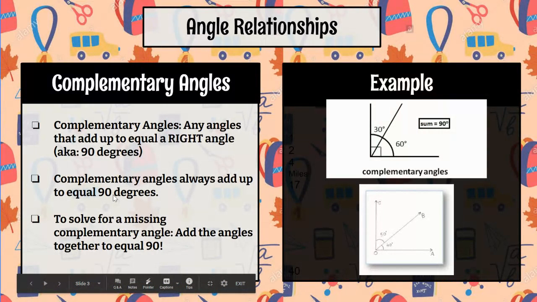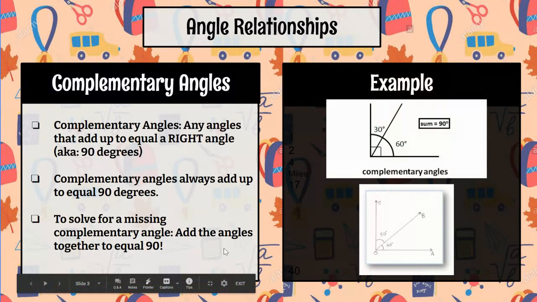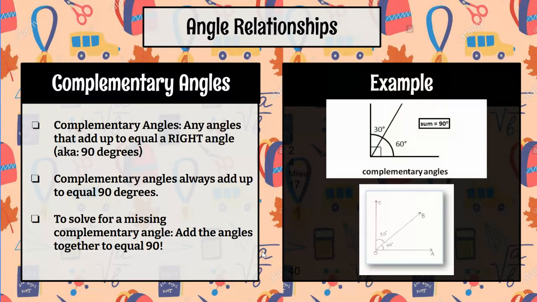And to solve for missing complementary angles, you're going to take what it gives you and set them equal to 90. So you're adding what it gives you together, set it equal to 90, and then solve. And guess what? That is what we are going to be doing today.